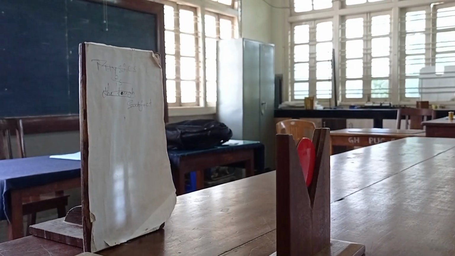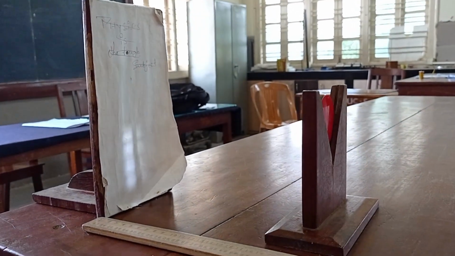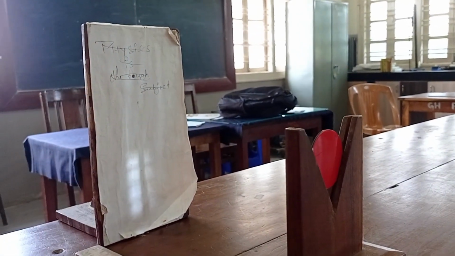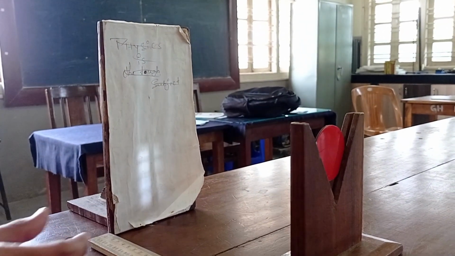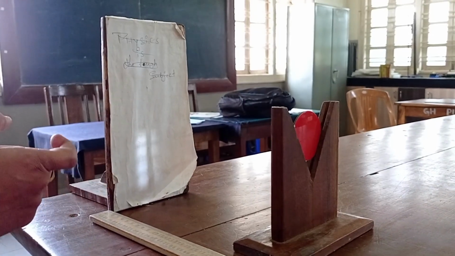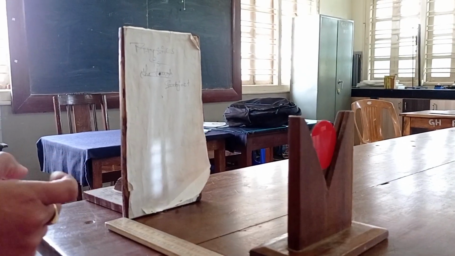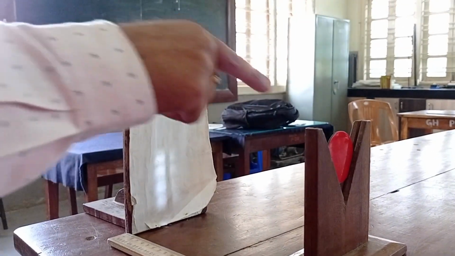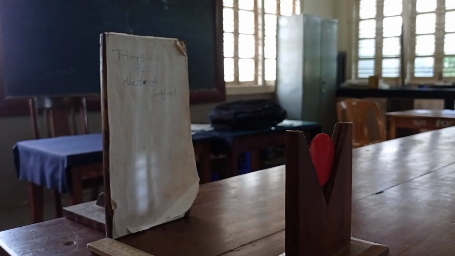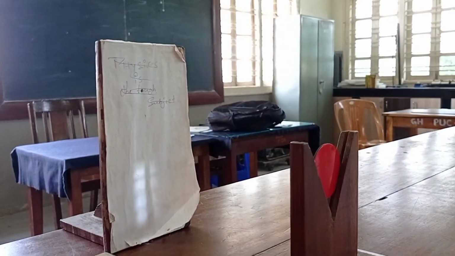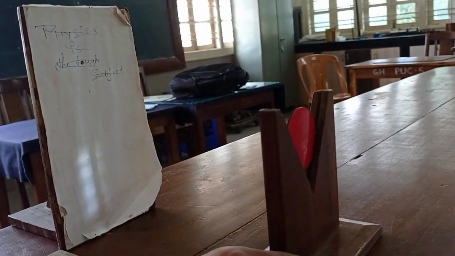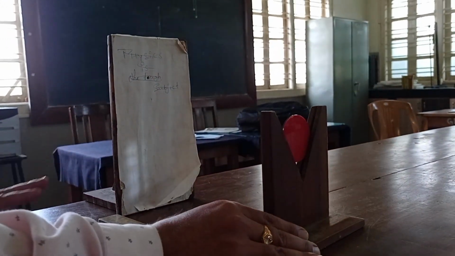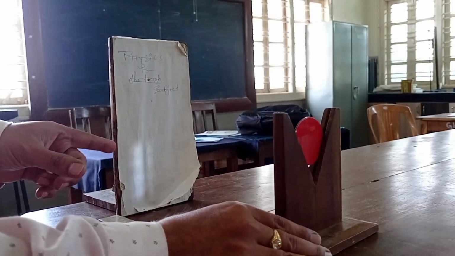For that I am taking the window as the object and I am showing the image on the screen. For a particular distance the image of the window is clearly visible, and that distance is taken as the approximate focal length of this given concave mirror. Now I am setting the focal length. Here I am moving the mirror holder and fixing the screen. Here the image is visible.